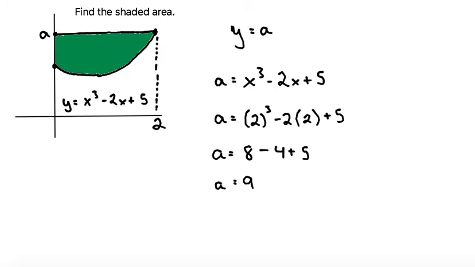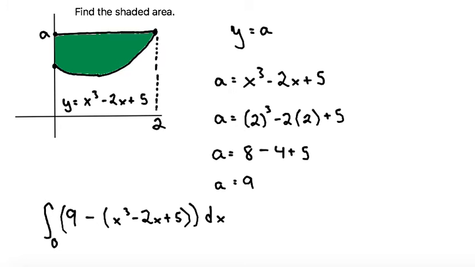That helps us to set up our definite integral. We always do the top function minus the bottom function. Since a is equal to 9, the top function is y is equal to 9. So we'll do 9 minus the bottom function, which is given as x cubed minus 2x plus 5, and we'll put our variable as dx. And we need to put our limits of integration, which looks like we're integrating from the y-axis, which is where x is equal to 0, up to where x is equal to 2. So this is our definite integral that we need to solve.